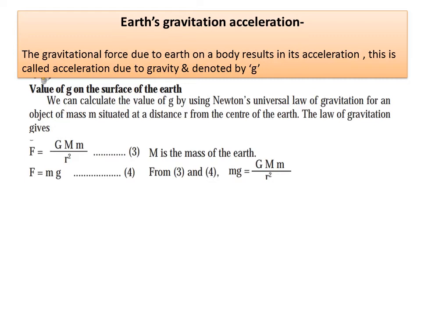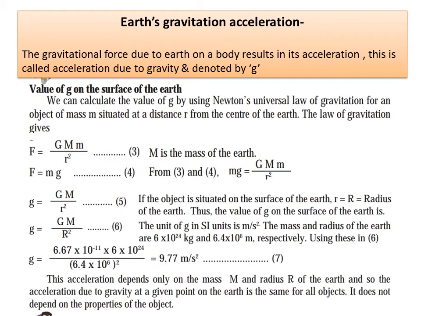Now we know the definition of force, F equal to mg. Now if we equate equation number 3 and equation number 4, we equate their right hand sides. So we get mg equal to G M m upon r squared. So we find the value of small g, that is Earth's gravitational acceleration, equal to G M upon r squared. Here we take r as the radius of the earth, that is capital R. So the equation becomes g equal to G M upon R squared.